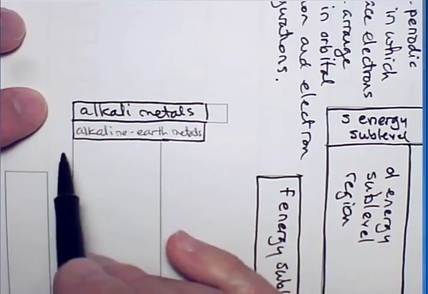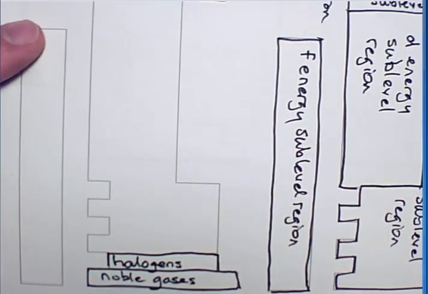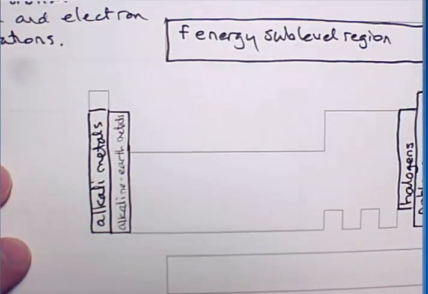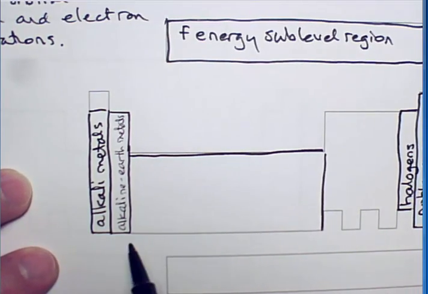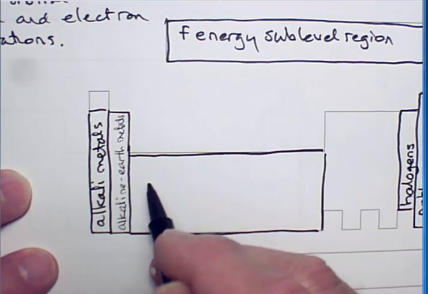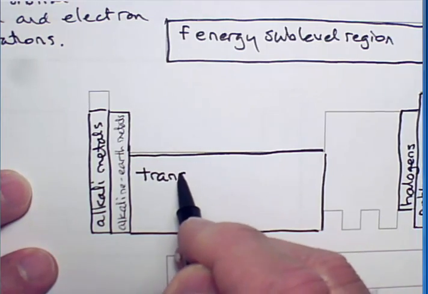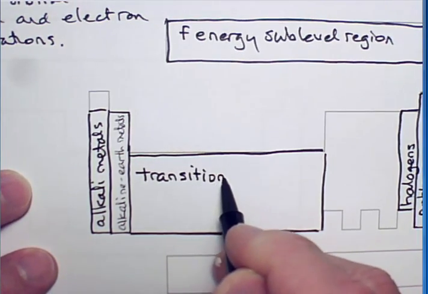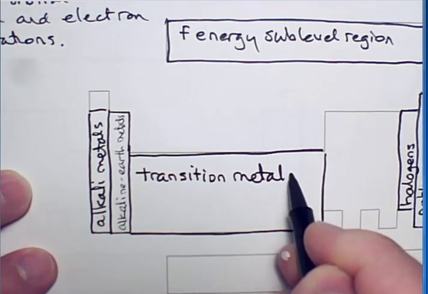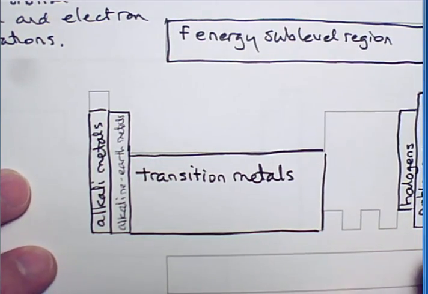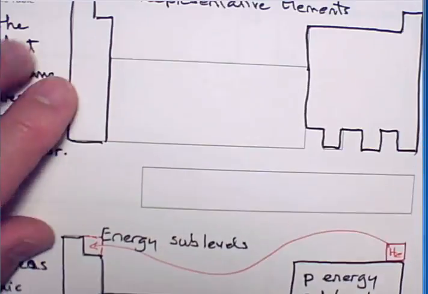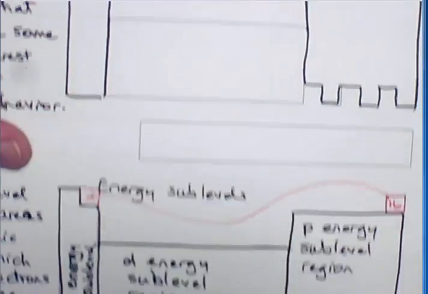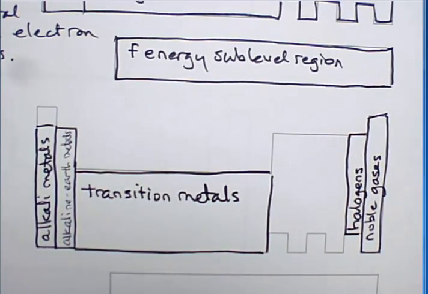All right. Alkali metals, alkaline earth metals, halogens, noble gases. Okay? You need to know that all the elements in this middle section, which we mentioned a moment ago, are called transition metals, because they provide a transition between the representative elements.